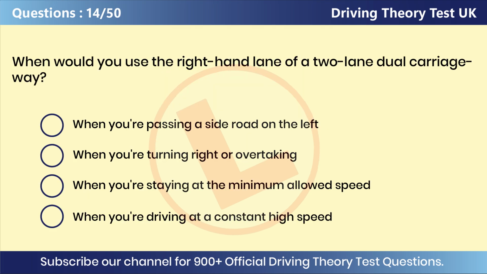Question 14. When would you use the right-hand lane of a two-lane dual carriageway? A. When you're passing a side road on the left. B. When you're turning right or overtaking. C. When you're staying at the minimum allowed speed. D. When you're driving at a constant high speed.